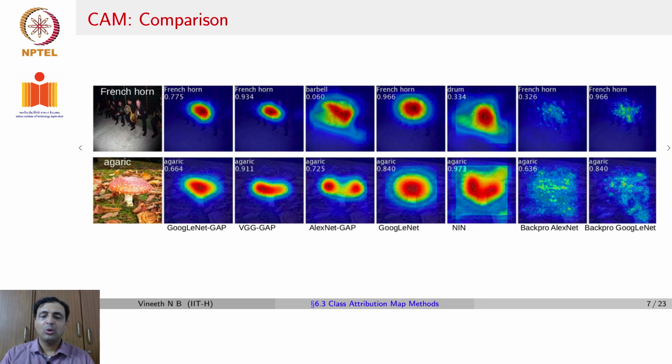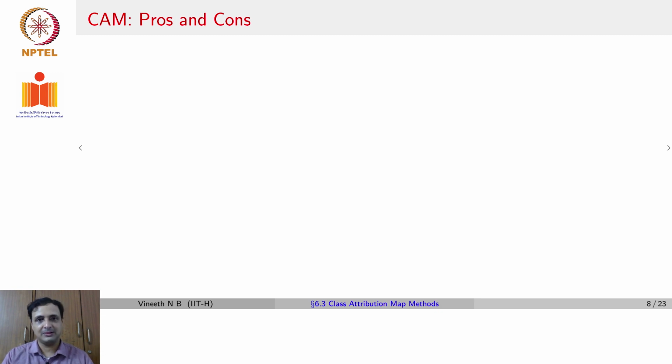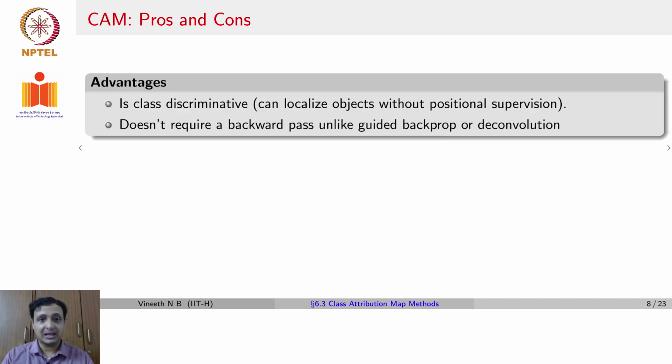What are the pros and cons of CAM? Can you think about it? Can you think of any significant disadvantage of CAM? Advantages: class discriminative, can localize objects without any positional supervision, and it does not require a backward pass through the entire model, unlike something like guided backprop or backprop to image.